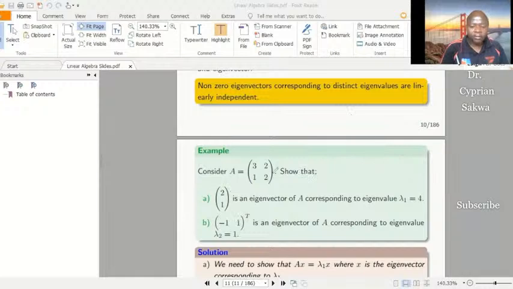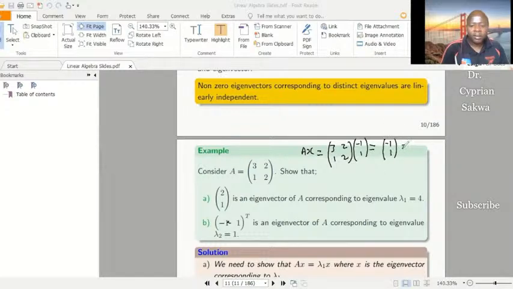What about this one? Let's see. I have A. So I want to call this one x. So A times x then will be (3, 2, 1, 2), and our x is (-1, 1). So when I multiply this, I would have negative 3 plus 2, which is negative 1. And then I would have negative 1 plus 2, which is 1.